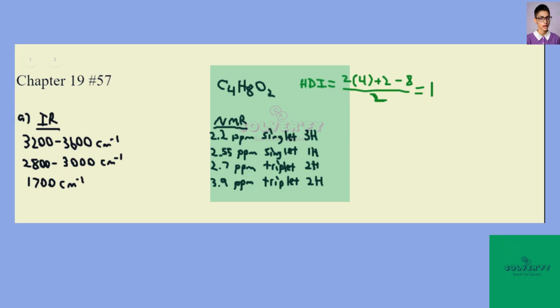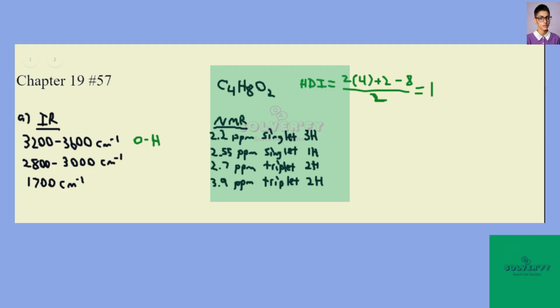And given that we have 2 oxygens present, I'm going to say that our 1 degree of unsaturation is a carbonyl. And then we probably have a carboxylic acid or perhaps an ester, or maybe not, but that would account for those 2 oxygens. So then when we go and look at the IR, for A, we have a broad peak at 3200 to 3600 wave number. That's always indicative of an OH bond.